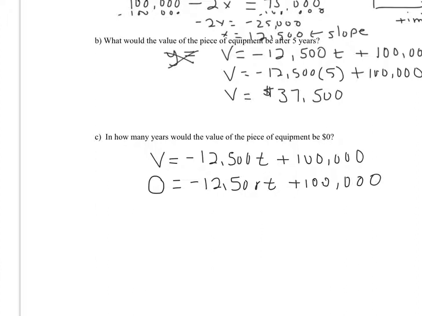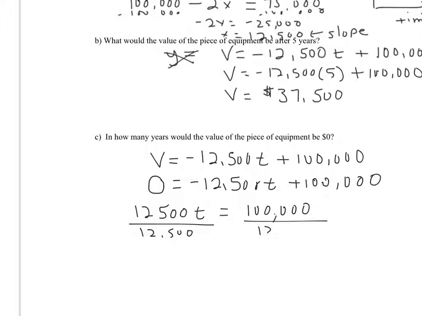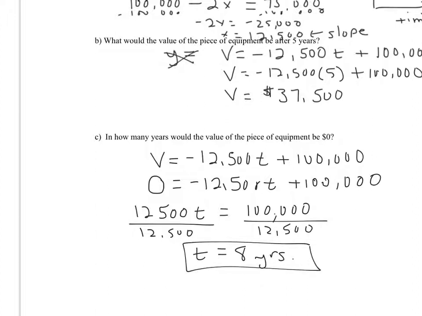So again, as long as I just need to move one of these values to the left, I can choose. I'm going to move the negative value, so that's going to turn it into positive 12,500t when it moves to the left, is equal to 100,000. So if I divide each side by 12,500, that's going to tell me how many years it takes for this piece of equipment to be fully depreciated. And if you divide that out, you'll discover in 8 years there is no value remaining on that piece of equipment.